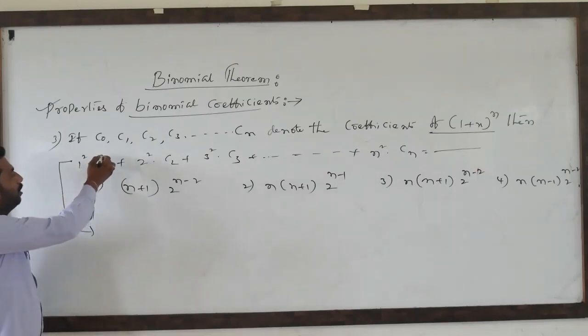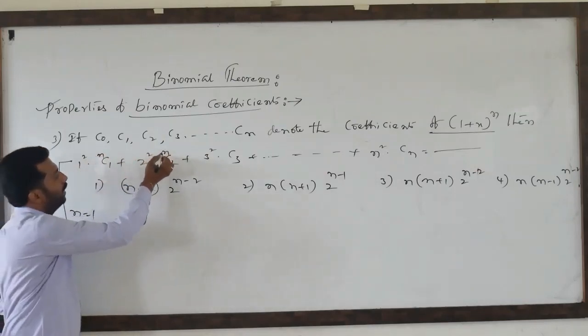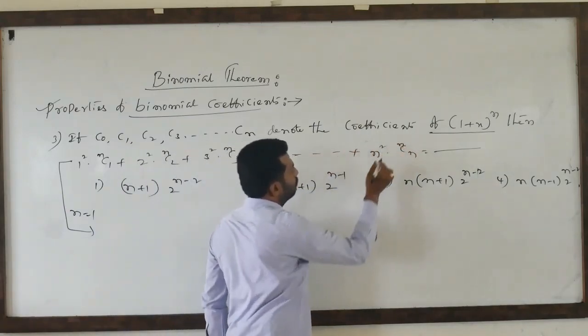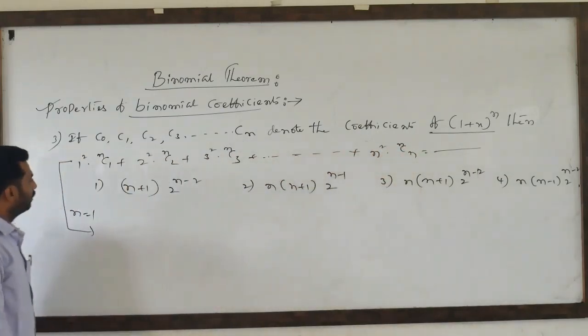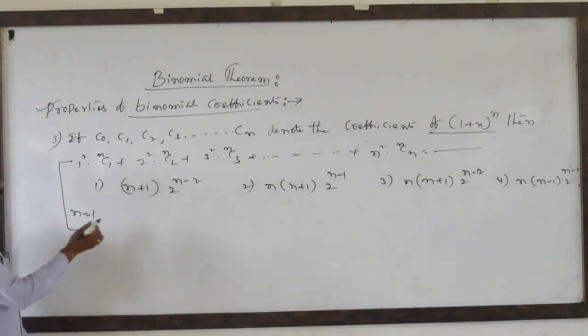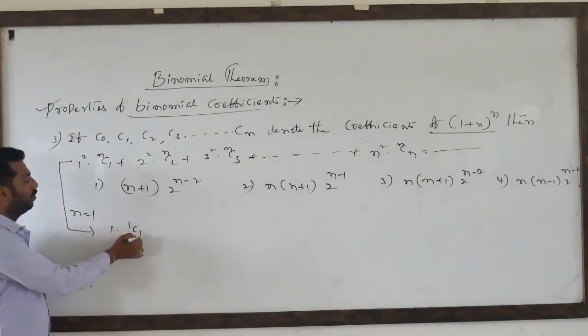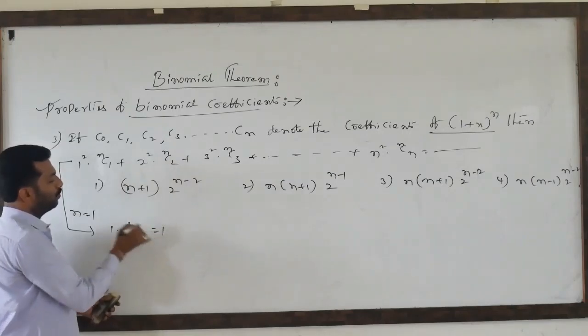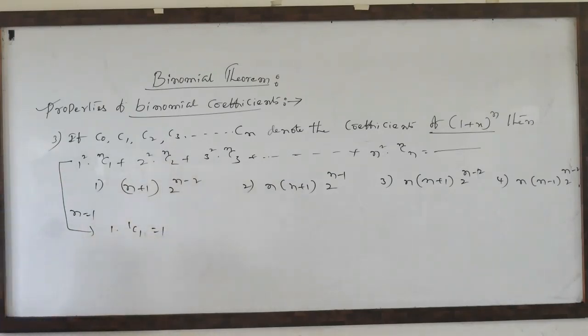You remember, nC1, nC2, nC3, nC4 and so on. The last one is nCn. If I substitute n equal to 1, this is 1 square, which is 1; 1C2 is impossible. So finally the answer is 1. In the 4 options, where do we get 1?